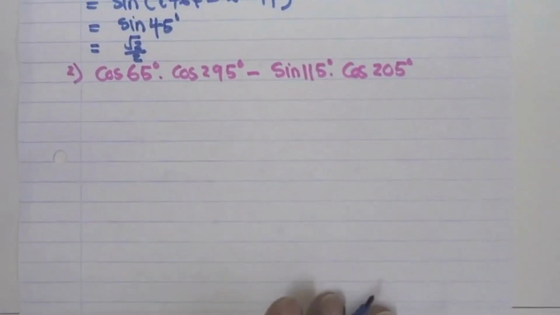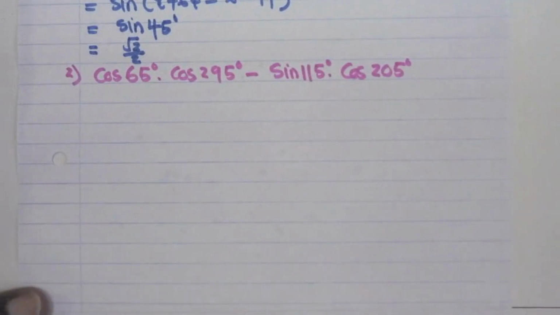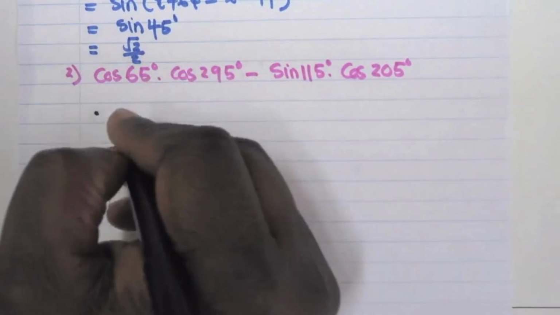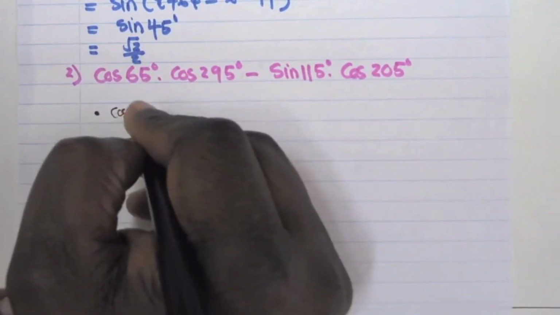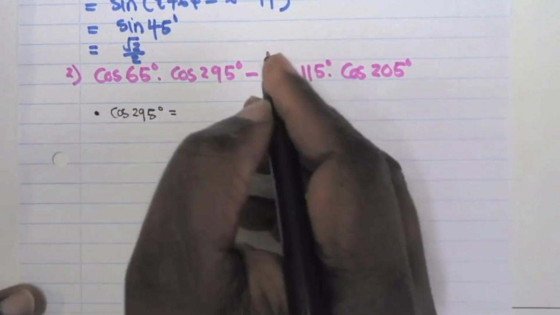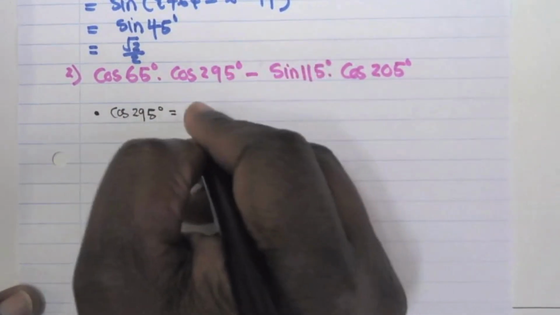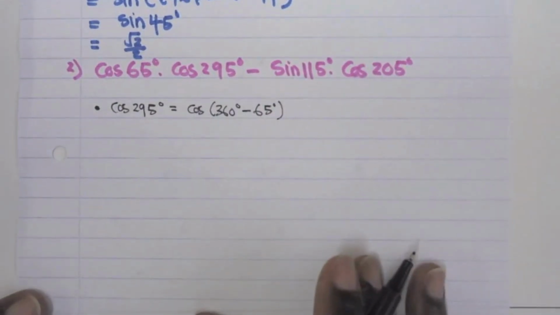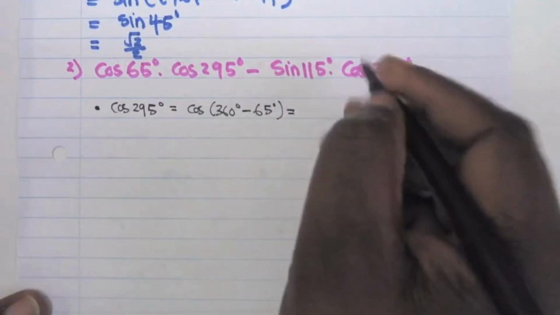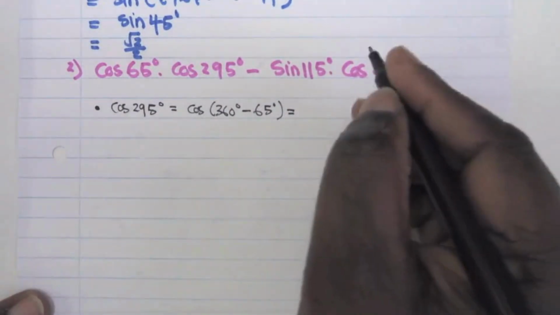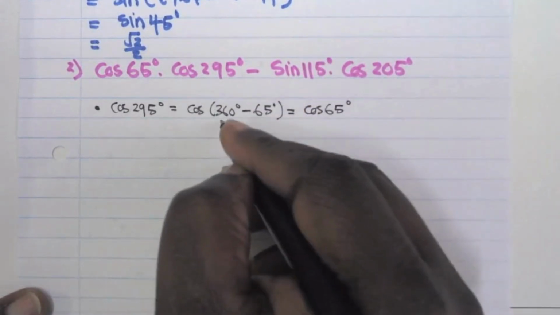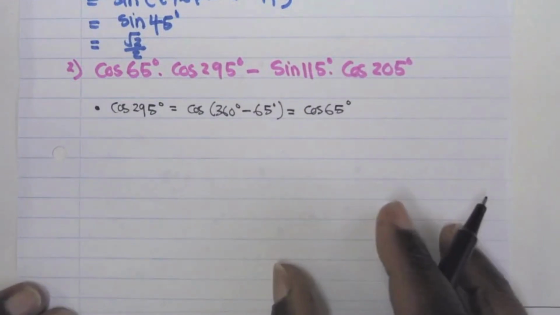If I move on to the next part here, I can also do my reductions first. I prefer to put my reductions aside so that I don't confuse my work. And this is going to be cos of 360 degrees minus 65 degrees. And my final answer here is going to be cos 65 degrees, because this angle is in the fourth quadrant.